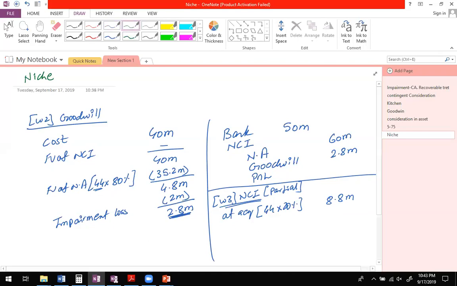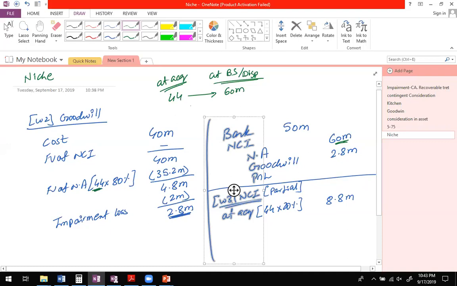And the net assets at that time were 44. So the net assets at acquisition were 44. And if we see at the balance sheet date or the disposal date, the net assets were now 60. So if we need to calculate the profit, how much was it? $16 million, out of which 20%, $3.2 million, belongs to the NCI.